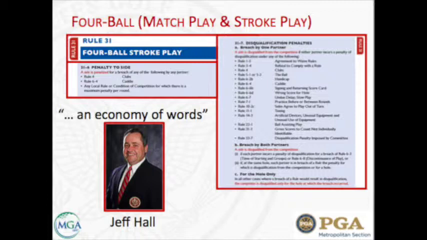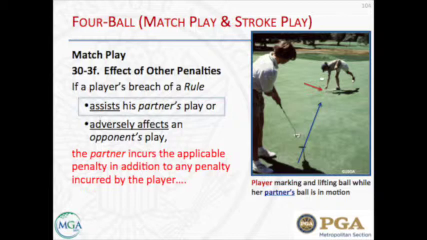And then finally, the last thing we'll cover, 30-3F. If there's no mention of this penalty in all of those previous rules, it's pretty complicated. There's no mention of a penalty in any of these previous rules. This rule applies. And in match play, if a player's breach of a rule assists his partner, we'll look at this first.